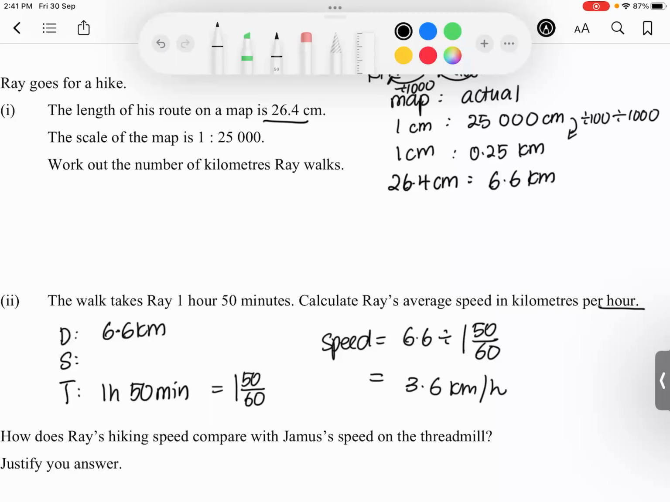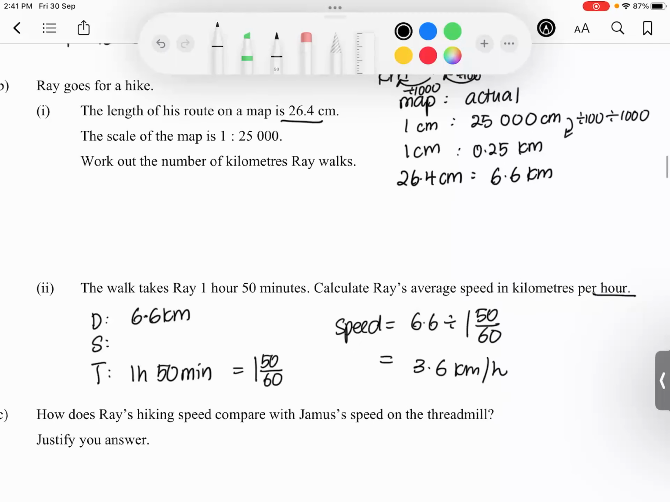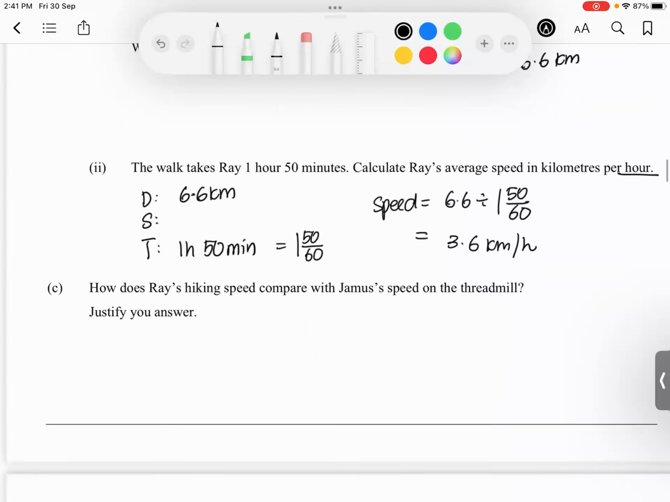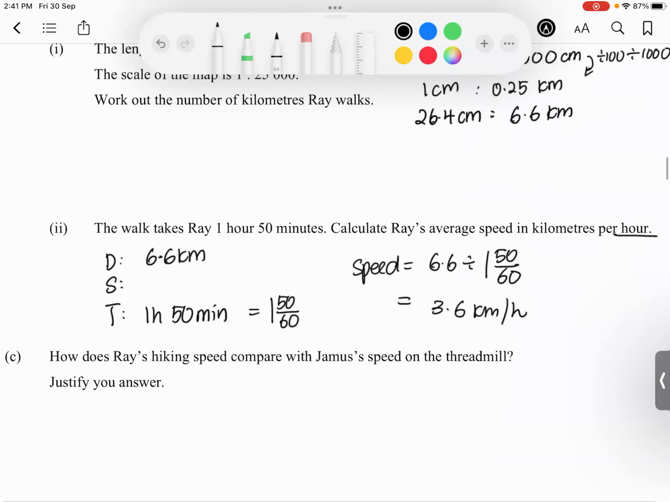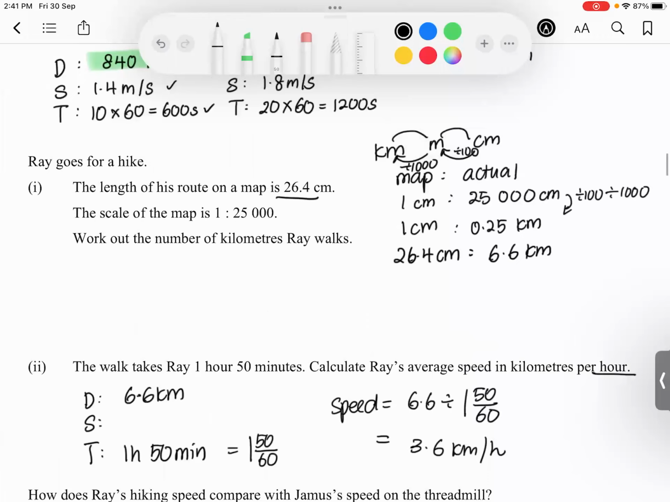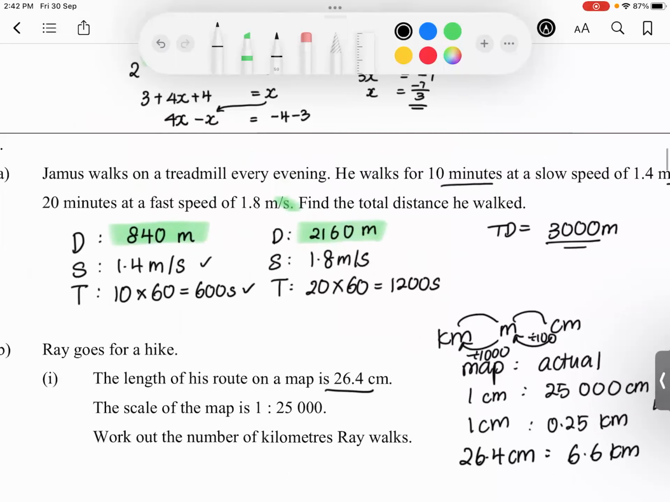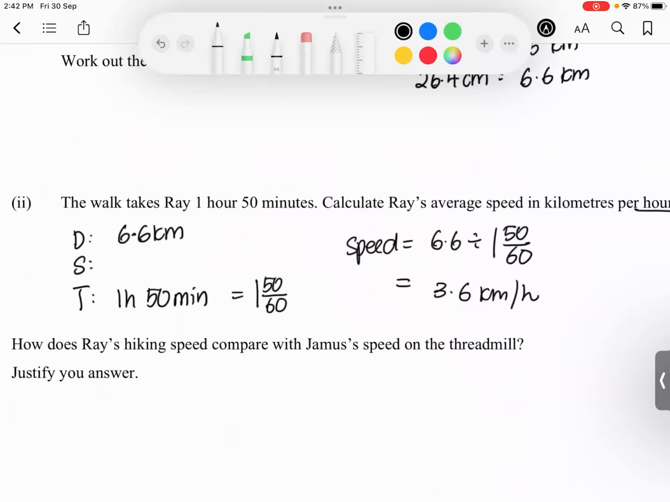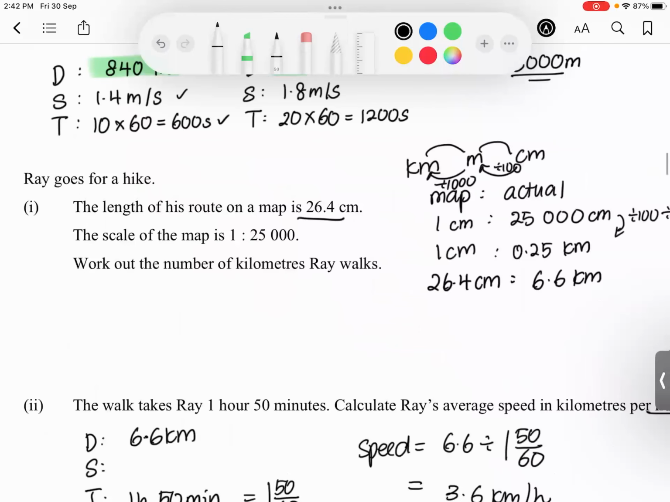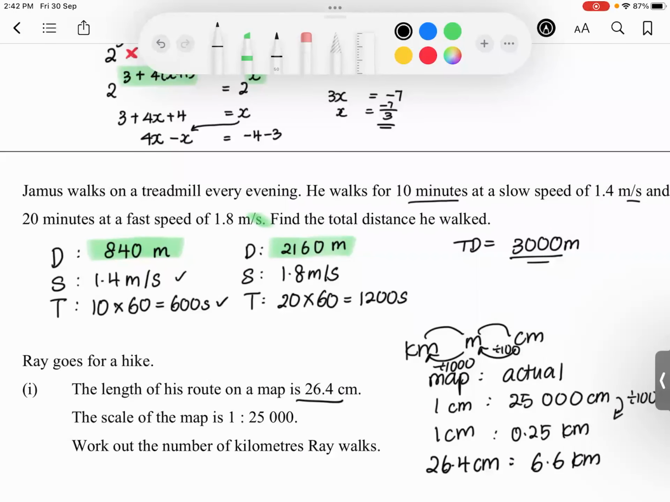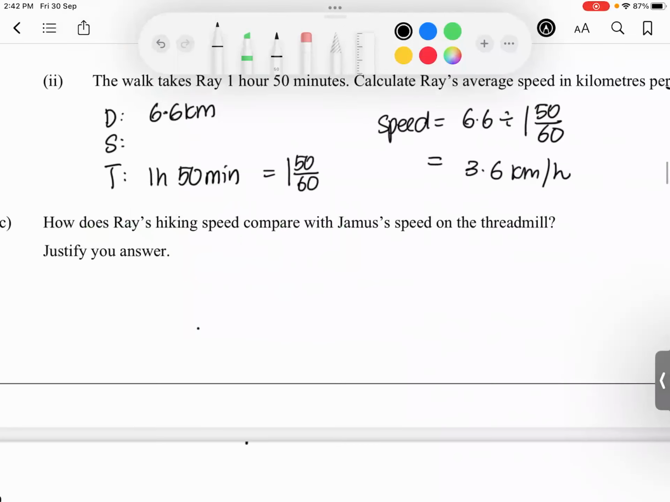Okay. Next question, how does Ray's hiking speed compare with James' speed on the mule track? James had a different speed, right? So they want to compare speed on the mule track. So we need to find the average speed for James first, right? We need to calculate an average speed for James.